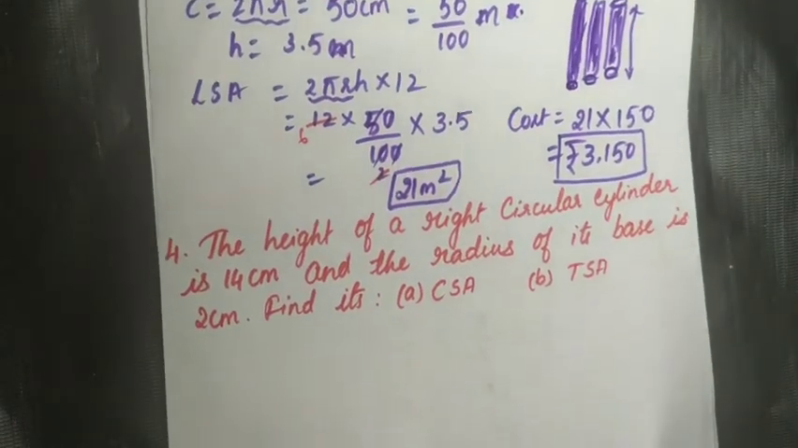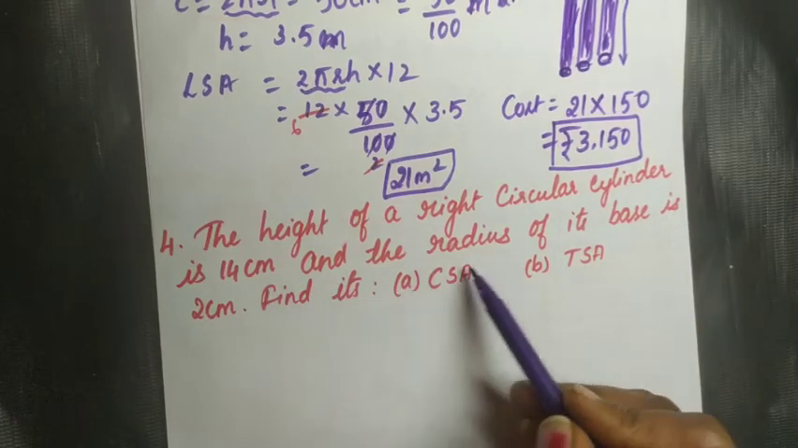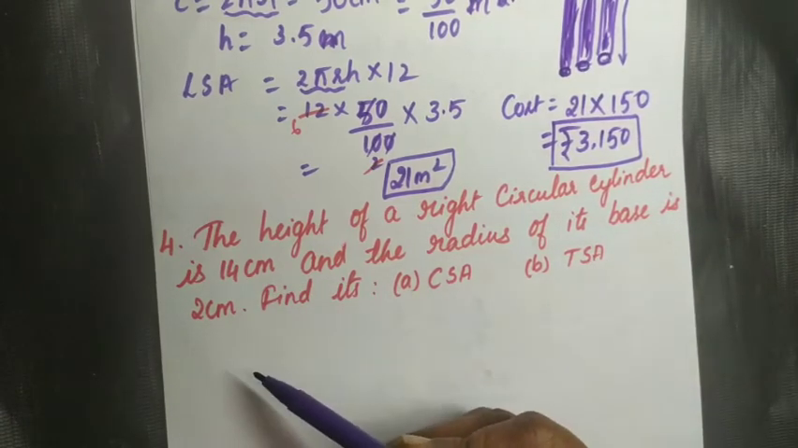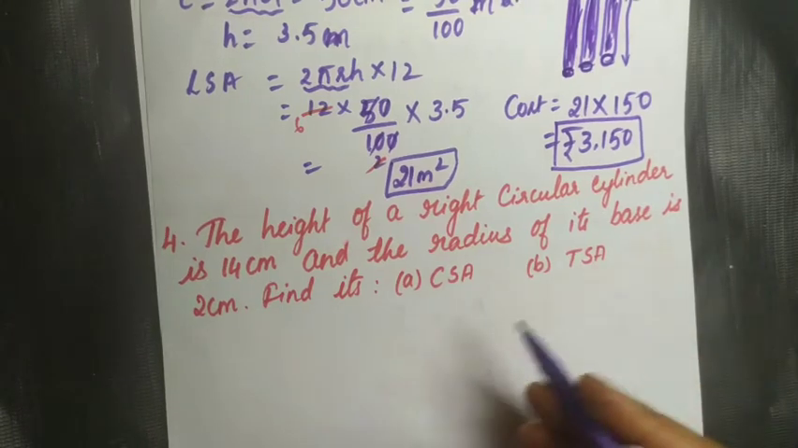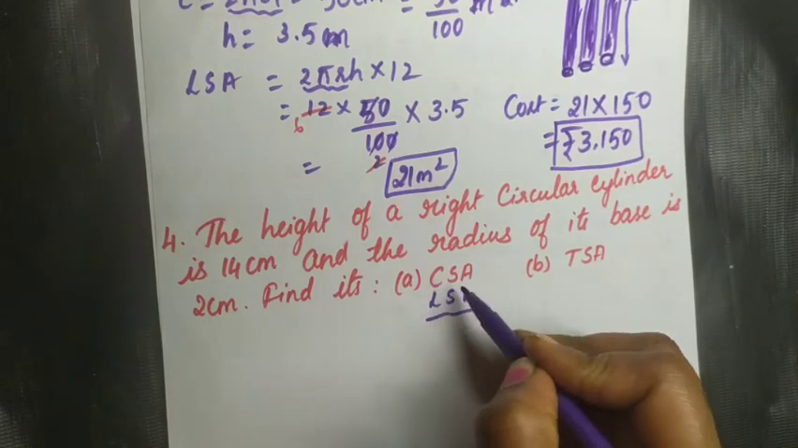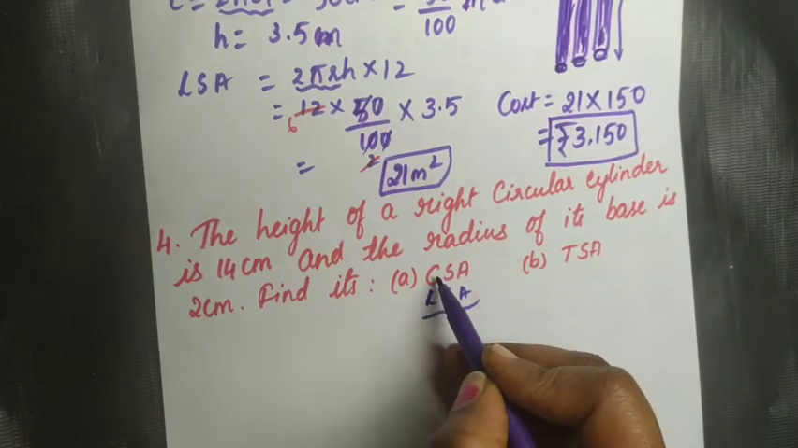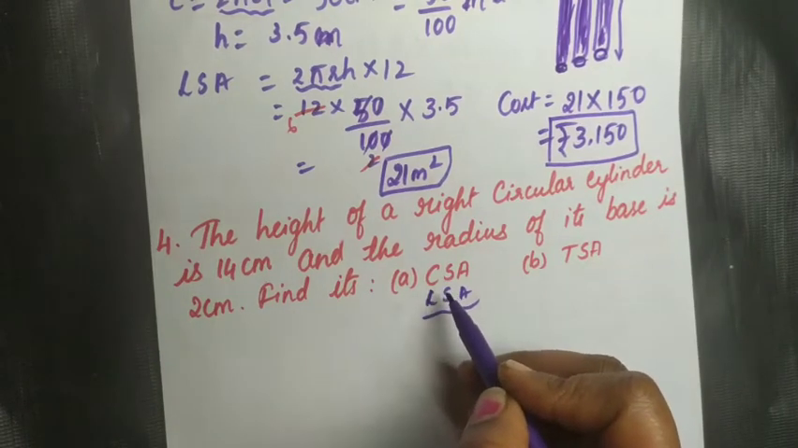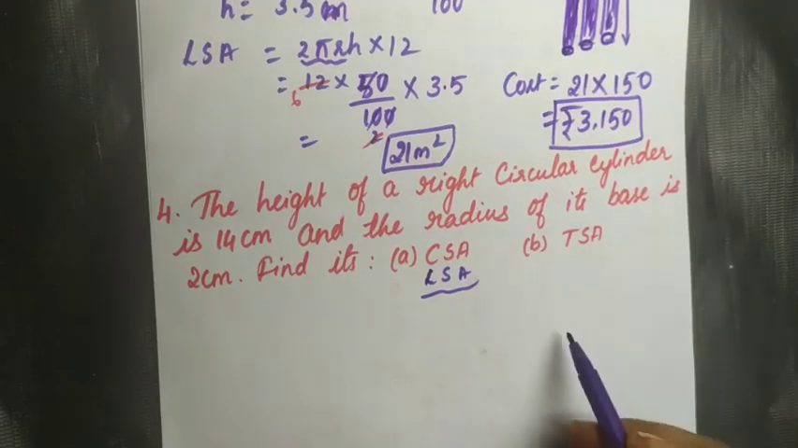The height of a right circular cylinder is 14 centimeters and the radius of its base is 2 centimeters. Now we are supposed to calculate CSA also. CSA is nothing but LSA, lateral surface area. Here we call it curved surface area, since a cylinder is curved. So both are almost the same, of course, for casual speaking. And next TSA also we are supposed to calculate.